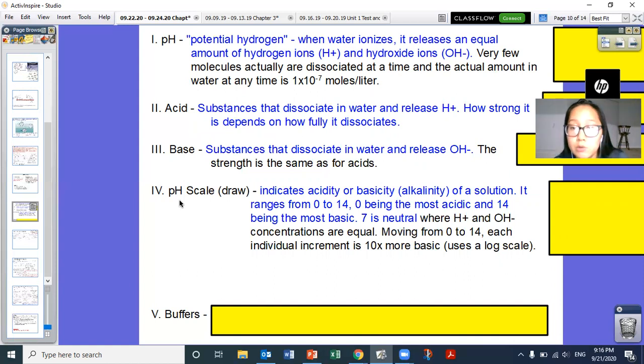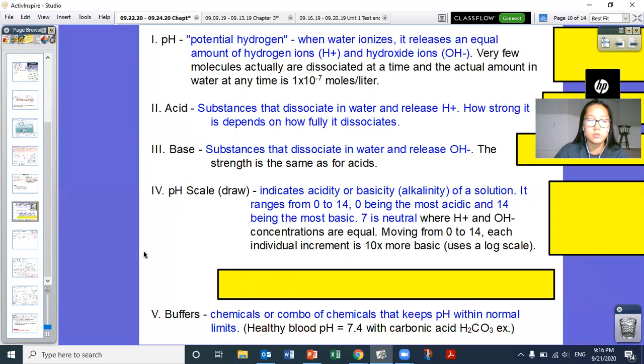So if you move from 0 to 14, each individual increment is 10 times more basic. So we're not saying that if you have water that's neutral, and then you have orange juice that's a 6 for acidity, right, then it's not just 1 times more acidic. We know orange juice is sour, but it's more than 1 times as sour as water, right? It's going to be 10 times as sour because you jumped 1 on the scale. So think of each number as an exponent on the pH scale and not actually just as a basic number.